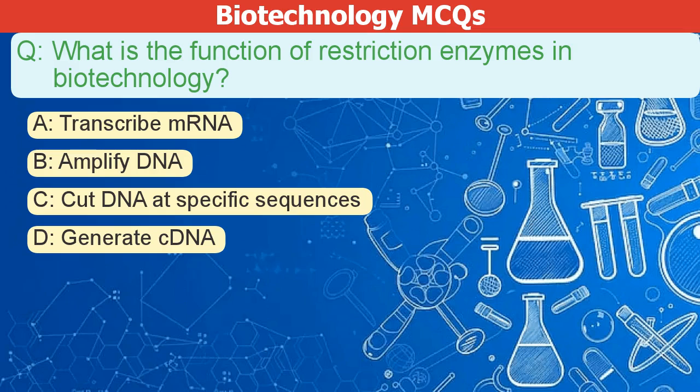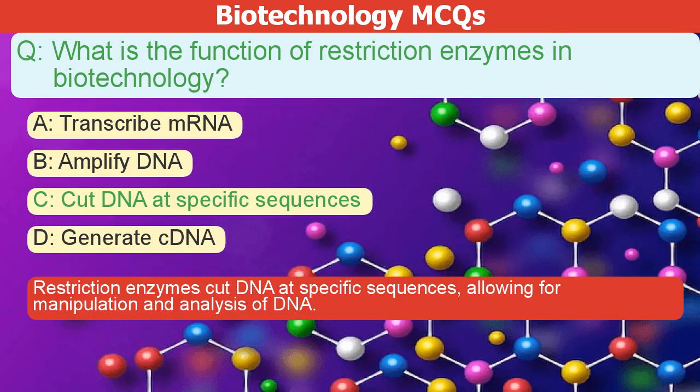What is the function of restriction enzymes in biotechnology? A. Transcribe mRNA. B. Amplify DNA. C. Cut DNA at specific sequences. D. Generate cDNA. The correct answer is C. Restriction enzymes cut DNA at specific sequences, allowing for manipulation and analysis of DNA.